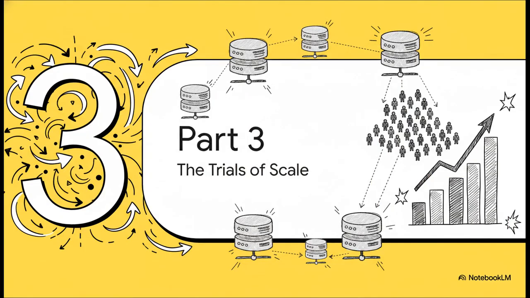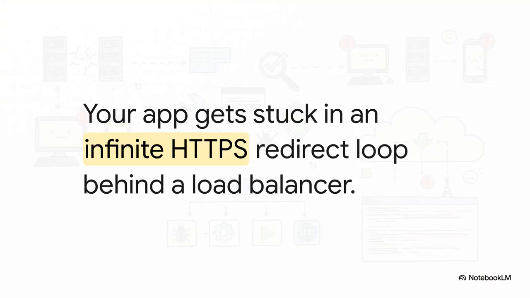And that brings us to our final act, part 3, the trials of scale. These are the monsters that stay hidden in the shadows when you're just one developer on one machine. They only come out to play when real users start hitting your app hard, across multiple servers. First up, we have a little mystery I like to call the invisible proxy.